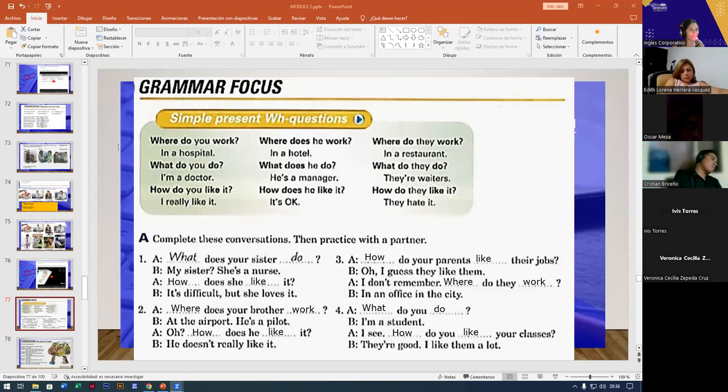We are going to read them. Edith Lorena, we're going to start from here. Where do you work? Thank you. Continue, Oscar Mesa. The answer, please. In a hospital. Oscar? Can you listen? Repeat it, please. In a hospital.